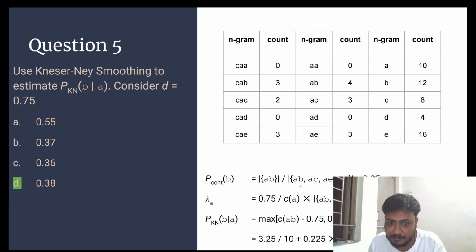Somebody asked about the probability of continuation of A. When you have been given a single, like this is a unigram B, because this is a unigram, you have to estimate everything in terms of bigrams. If this were a bigram itself, say AB, then you would have had to find out in terms of trigrams. All right.